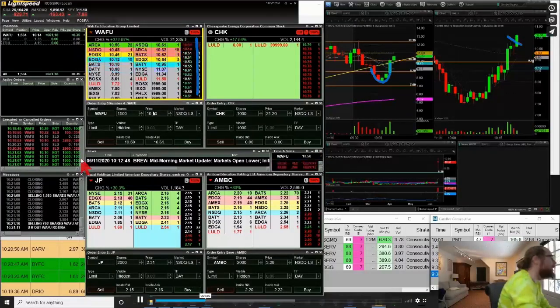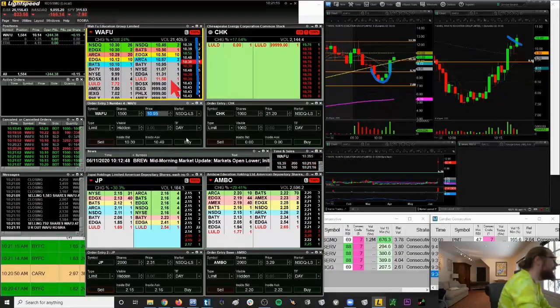All right, so now the high is 10.60. Moving my new order up. I'm going to move my order up to 10.95, hands on the buy button. Over 10.60 is a possible long.